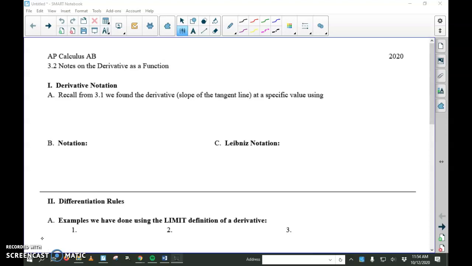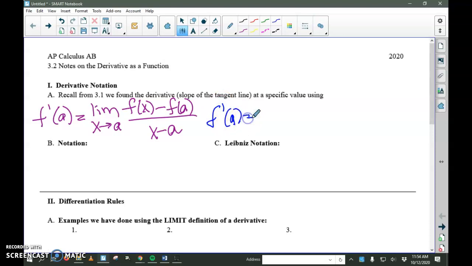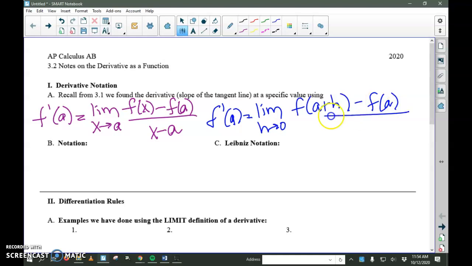Okay, so let's run through some notational pieces. Recall from 3.1, we found the derivative or the slope of a tangent line at a specific value using these limit definitions. And I just want to get these down again. F prime of A is equal to the limit as x approaches A of f of x minus f of A all divided by x minus A. That was that first limit definition of a derivative. And the second was f prime of A is equal to the limit as h approaches 0, f of A plus h minus f of A all divided by h. And that's what we just tested on.